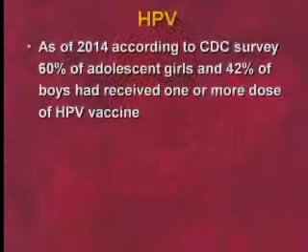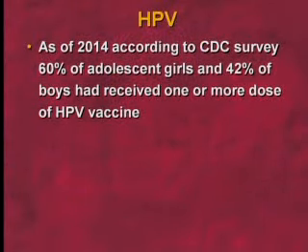As of 2014, according to a CDC survey, 60% of adolescent girls and 42% of boys have received one or more doses of the HPV vaccine. Now, this was an increase of 3% for girls and 8% for boys from 2013. But even though the rate is a little bit higher, it's not high enough.